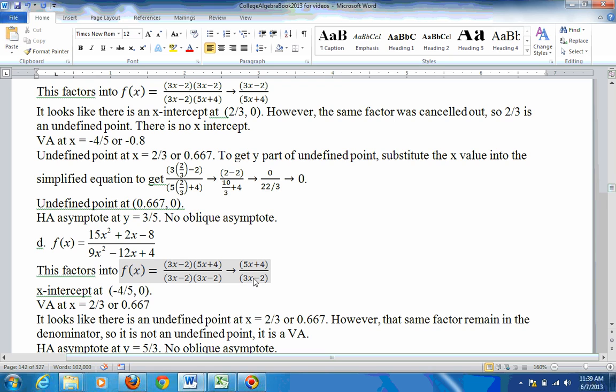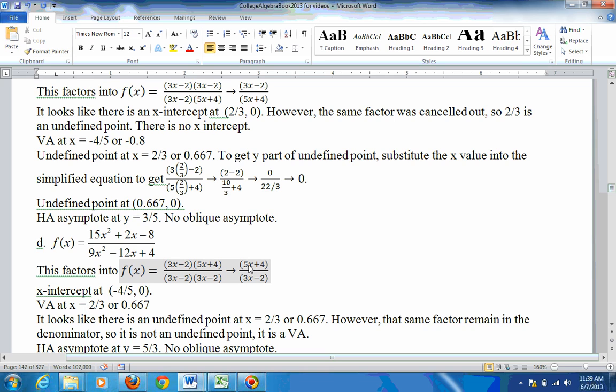So the value that makes 3x minus 2 equal to 0 is going to be a vertical asymptote this time. Up here, see, the 3x minus 2 was on the top. It cannot be an x-intercept if you canceled a term out. So it had to be an undefined point. And if you cancel it out completely, it's definitely an undefined point. But if it's left over in the bottom, it's a vertical asymptote. So just set the 3x minus 2 equal to 0. If you do that, you get 2/3, and that's where there's a vertical asymptote right there at 2/3.